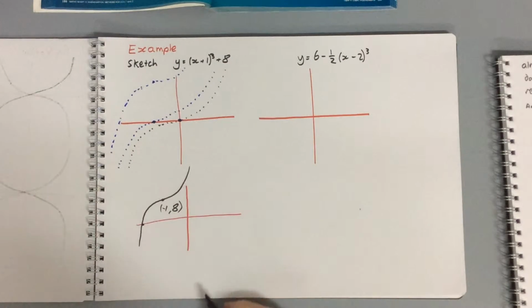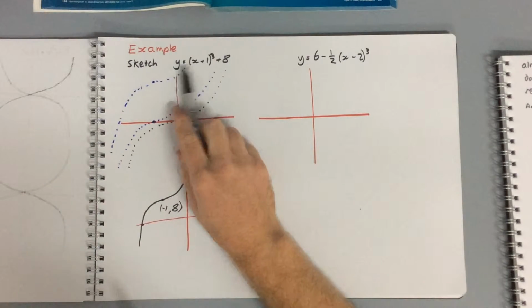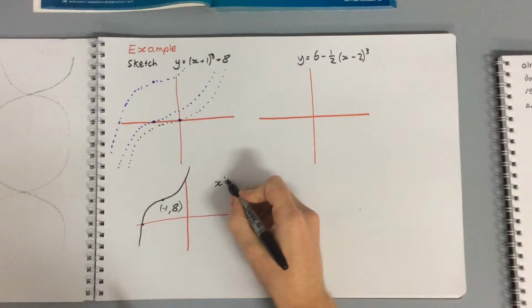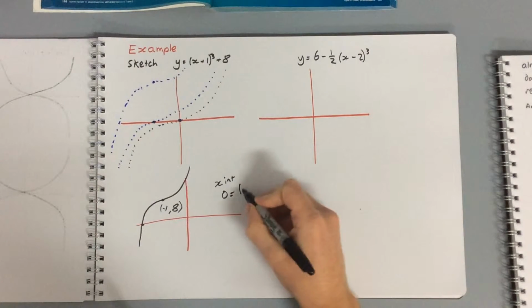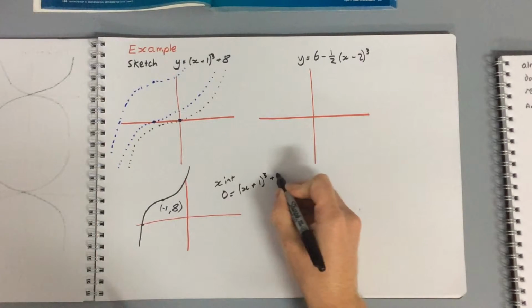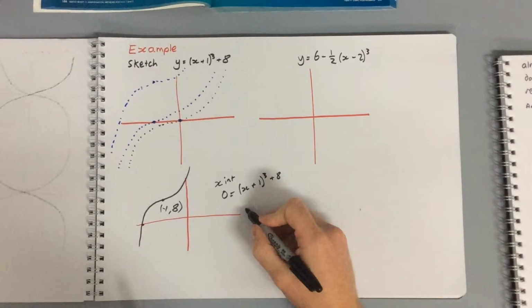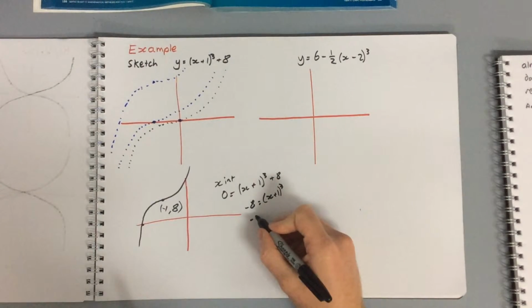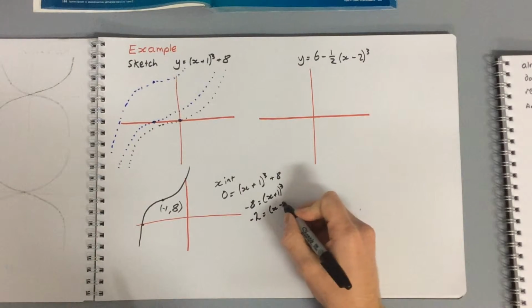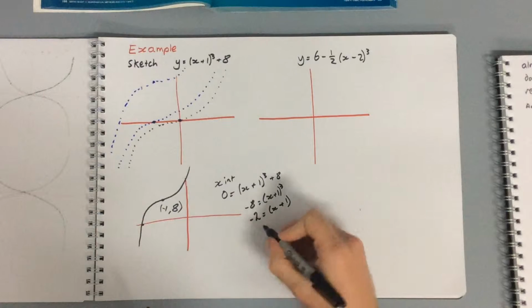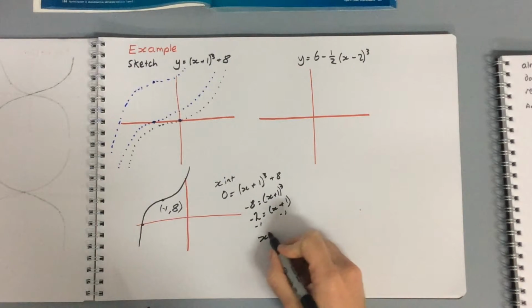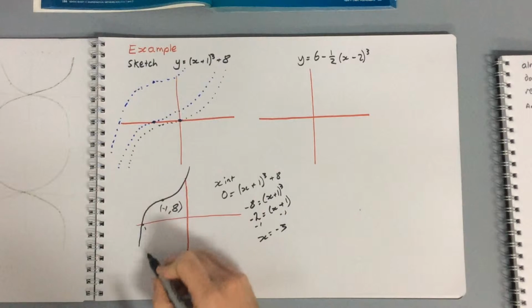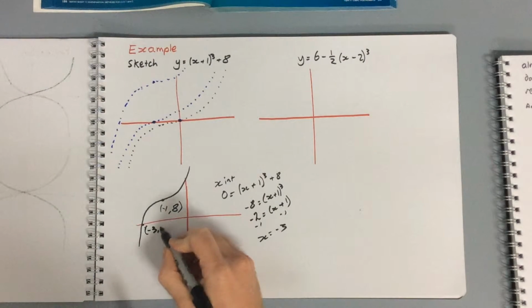Right, I could find the x-intercept and the y-intercept. To find the x-intercept, we just solve it for x. We'll go minus 8 equals (x plus 1) cubed. Cube root it, so it's going to be minus 2 equals x plus 1. Take 1 off both sides, so x is minus 3. So that point there is going to be (minus 3, 0).